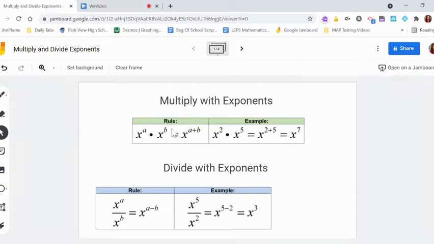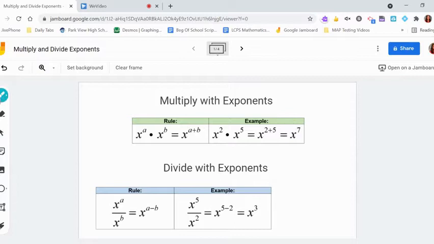Exponents, okay? Our first rule we're going to look at here is multiplying with exponents. So we see here this is x to the a times x to the b. And when we multiply, we're actually going to add the exponents, a plus b. So when we look at that with numbers here, I have x to the second power times x to the fifth power. I'm going to add 2 plus 5 to get 7.